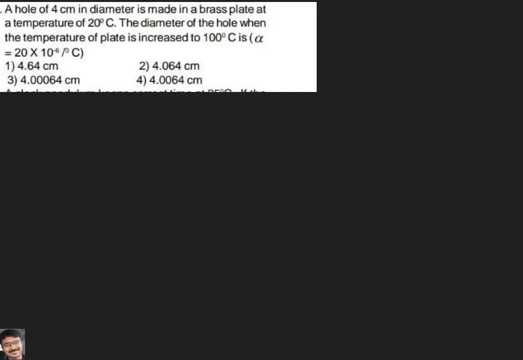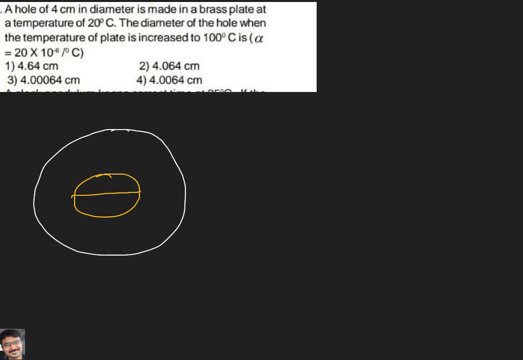Now I am going to discuss a problem on expansions of solids. Here you can observe the question: a hole of 4 centimeter in diameter is made in a brass plate at a temperature of 20 degrees centigrade. That means they have taken one brass plate, and inside this brass plate they made one hole. That hole diameter, let me call it D1, is given as 4 centimeter, and the temperature here is 20 degrees centigrade.